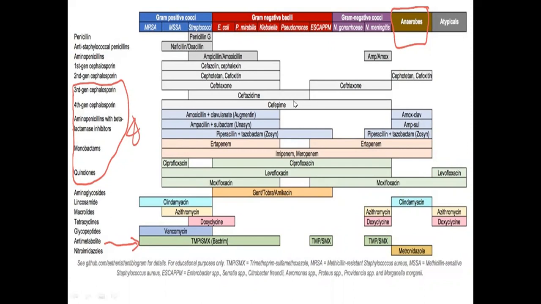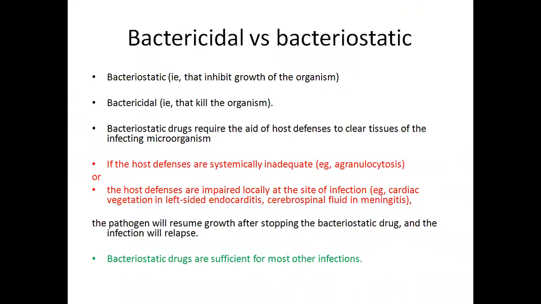So I think this spectrum of antibiotics, all of you know, so I'm not going to stress here. We'll move on quickly. The next thing is bactericidal or bacteriostatic. When to choose bactericidal, when to choose bacteriostatic? Bacteriostatic is not going to kill the organism, it's going to inhibit the organism. Bactericidal will kill the organism.